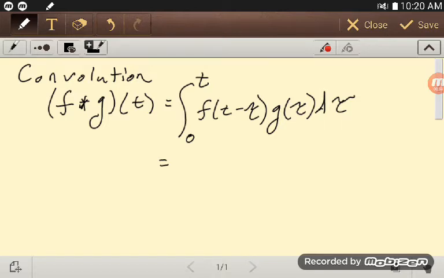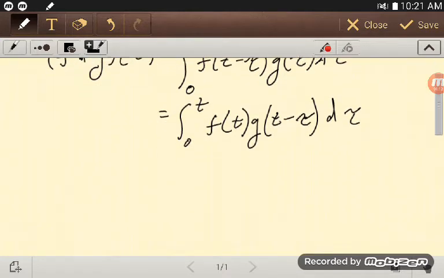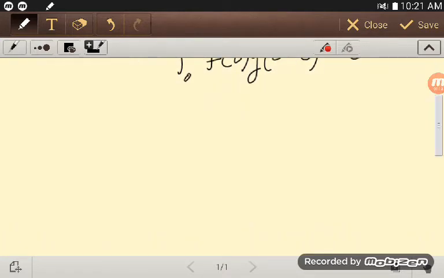What's nifty is that, through integration properties, one can show that this could have just been f of tau and g of t minus tau, d tau. So we have that f star g is the same thing as g star f. That's always nice.